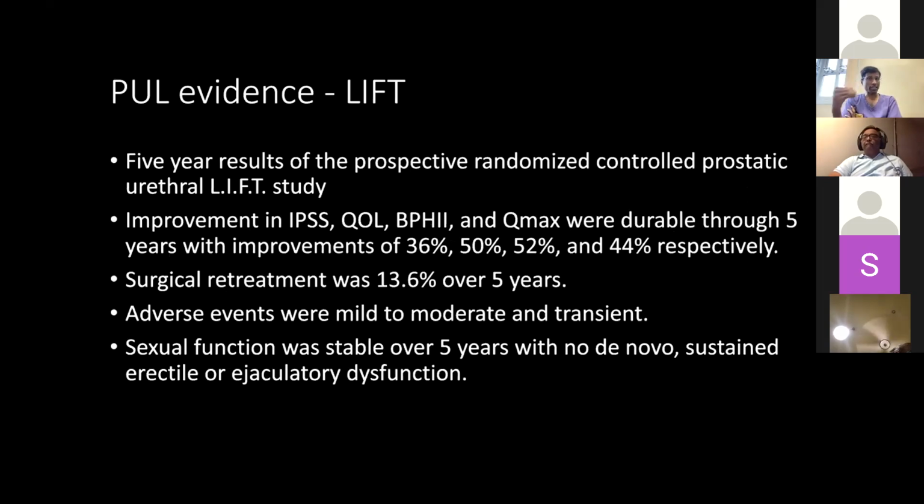It started with the LIFT study. It's a multi-institute randomized controlled trial of the UroLift procedure with a sham treatment, where the patient had the same cystoscopy without any lift implant placement. There was good improvement as usual in IPSS, quality of life, BPH impact index and Qmax.